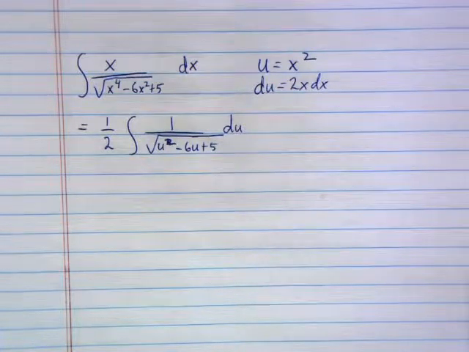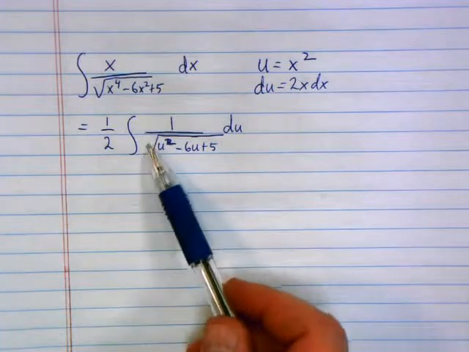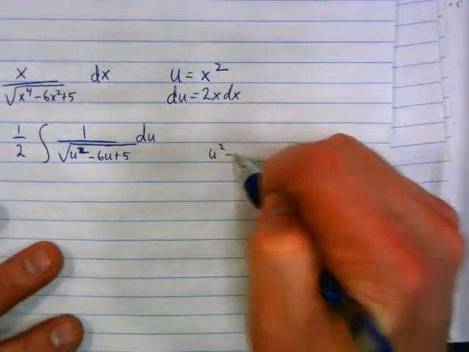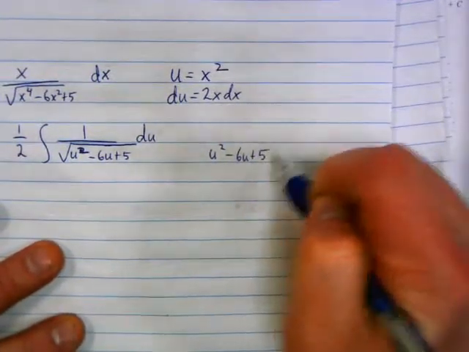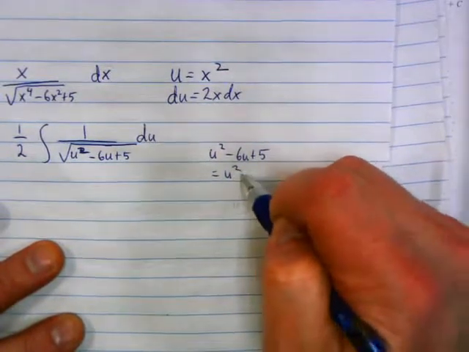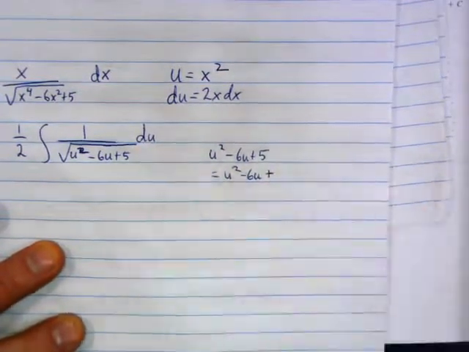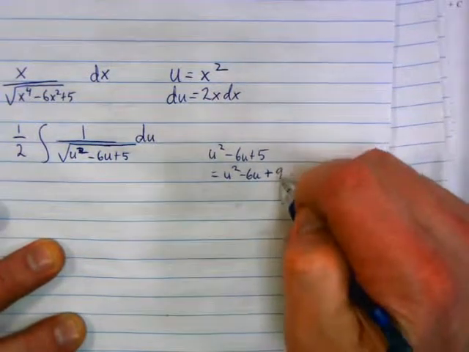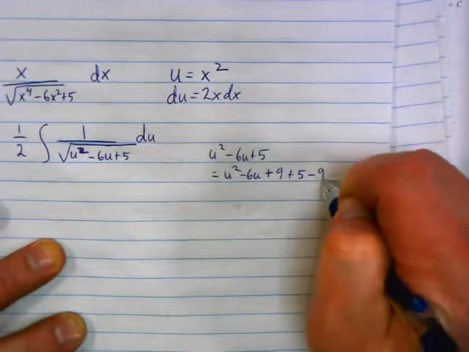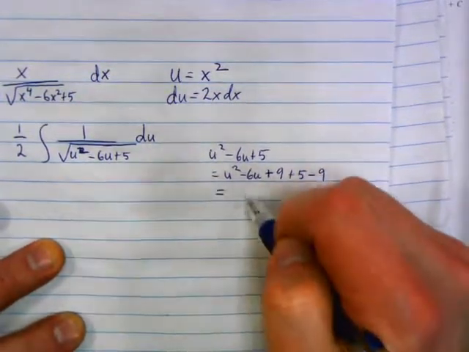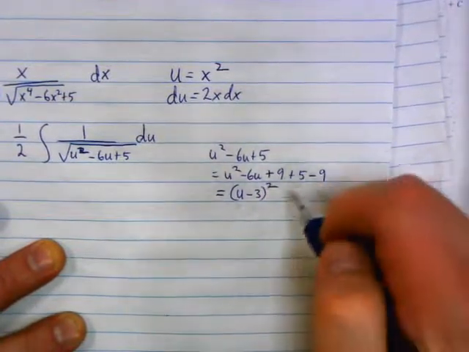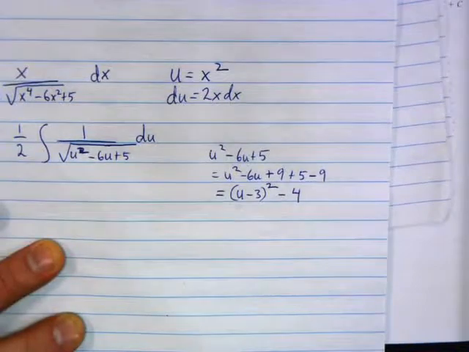And then I think the next thing we need to do is complete the square, because none of the forms have 3 terms. They only have 2. So I'm going to come off to the side here. u squared minus 6u plus 5. And that's u squared minus 6u plus, what number do I need to add? 9. So plus 5, and then subtract a 9 to balance it. That factors as u minus 3 squared minus 4.